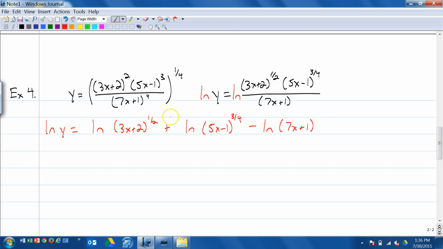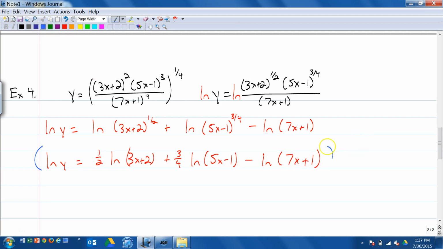Next step, we can bring these 3/4 and 1/2 in front. So the natural log of y is equal to 1/2 and then natural log of 3x plus 2 plus 3/4 times the natural log of 5x minus 1 minus the natural log of 7x plus 1. And now we can take the derivative of the whole thing.